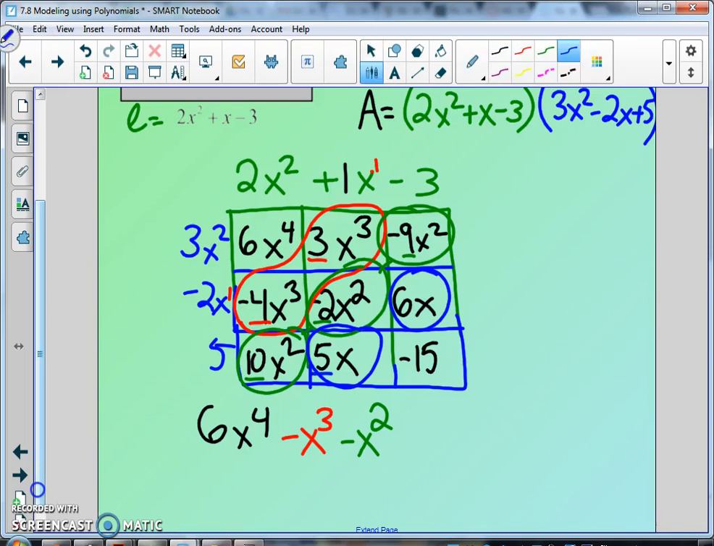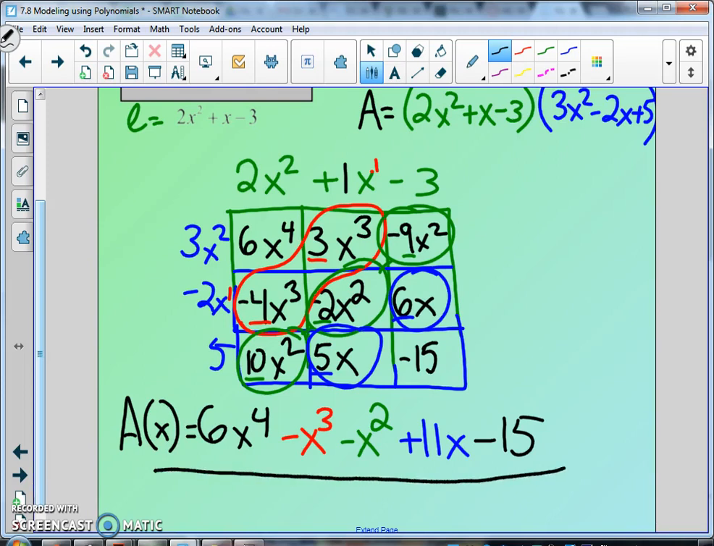Our third set of like terms are 5 and 6. So that's going to be 11x. And then we're going to subtract 15. We look at this. I don't have any more like terms to combine. 4, 3, 2, and 1 for our exponents on x. They go from highest to lowest. So I've written this in standard form. And so my area, and we're going to write this in function notation, my area as a function of x is equal to 6x to the fourth minus x cubed minus x squared plus 11x minus 15.